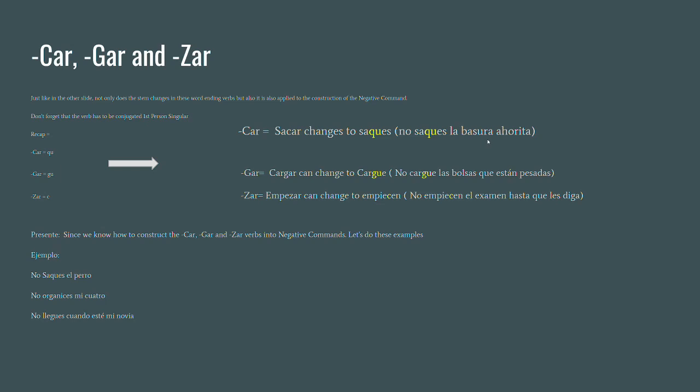Gar can change to GU. The gar word is cargar. Cargar can change to cargue. No cargue las bolsas pesadas. Don't carry the heavy bags. Zar can change to C. For example, a zar word is empezar. Empezar can change to empiecen. No empiecen el examen hasta que les diga. Don't start the exam until I tell you to.